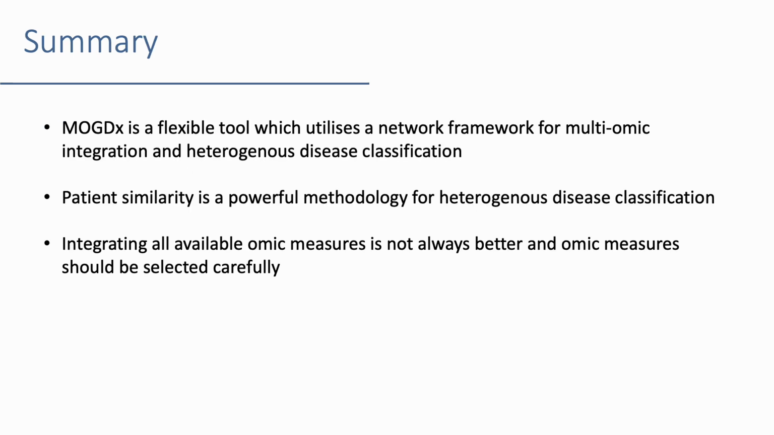In summary, this research demonstrates the use of network integration and graph neural network classification algorithms for heterogeneous disease classification. There is no one-size-fits-all solution to heterogeneous disease classification. However, we show that patient similarity is a powerful measure for disease classification, as well as the importance of flexibility when it comes to integrating omic measures.